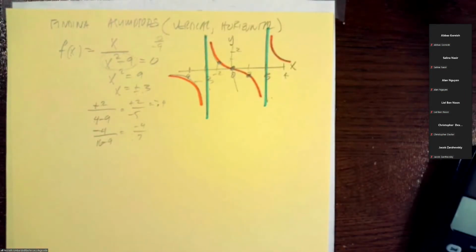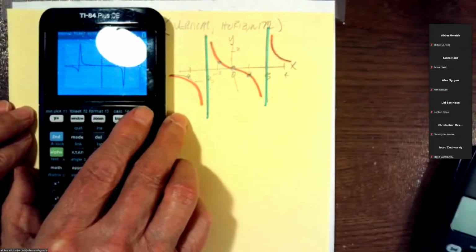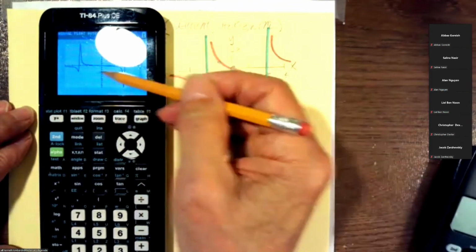Let's see what happens if I put x divided by x squared minus 9. And what do I want my window to be? Let's say from -5 to 5. And the y goes from, I don't know, -10 to 10. And it looks like I get something that sort of looks kind of like what we're talking about here.